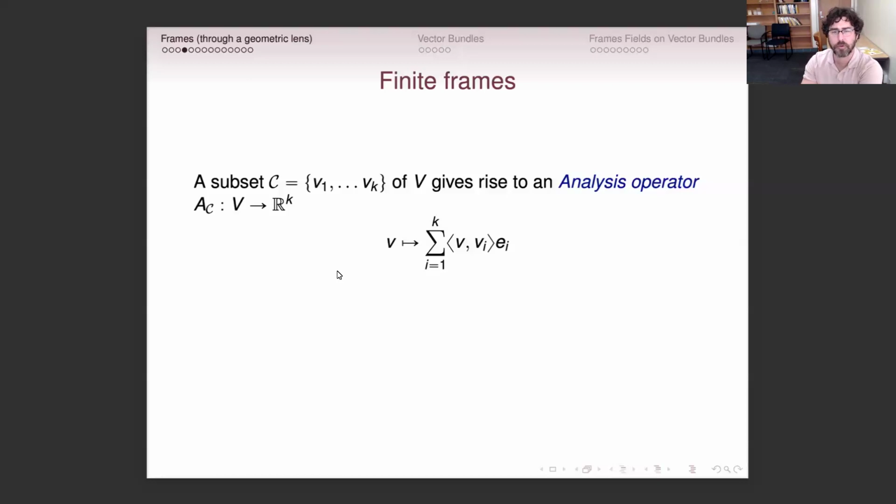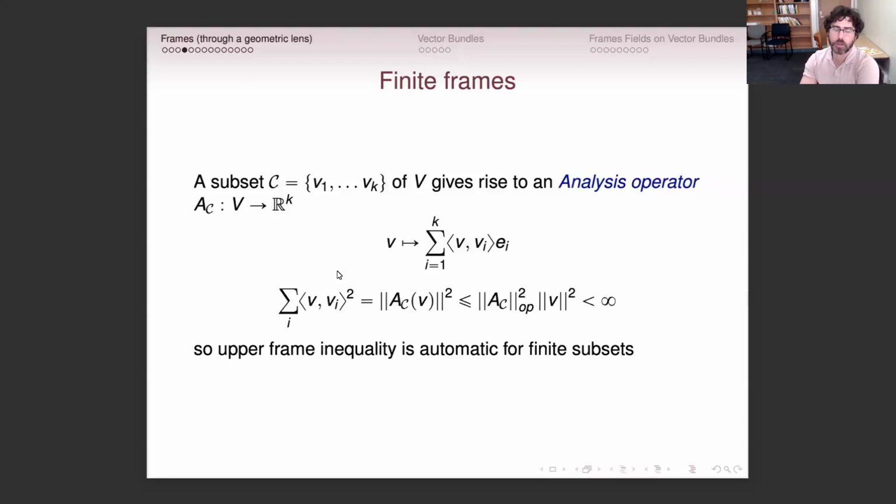So that's what this analysis operator is doing. And if you think back to the frame inequality a little bit, this sum that didn't seem very geometric when I first introduced it actually becomes a little more geometric once you introduce the analysis operator, because what this really is is the length squared of the image of the vector v under the analysis operator, if you use the standard inner product on R^K. And since I'm in a finite dimensional vector space, this is upper bounded by the operator norm of the analysis operator times the length of that vector squared, and that's in particular finite.